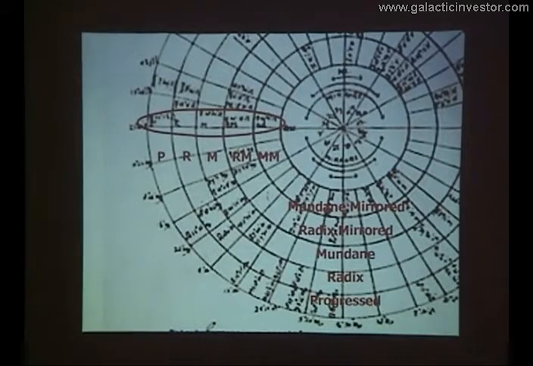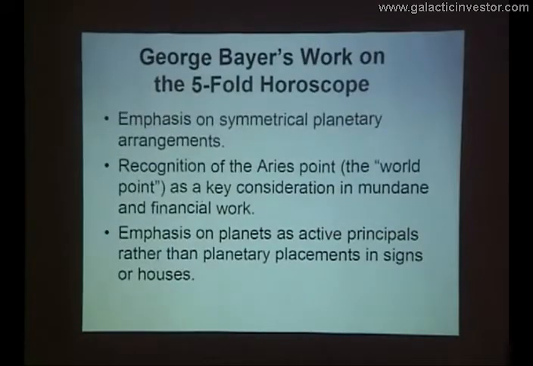Because as he did this, he put an emphasis on symmetrical planetary arrangements. Where are things falling between other planets? And we're getting symmetrical arrangements of planets, what we might call planetary pictures. There's also this recognition in his work of the Aries point, which in some astrological systems is known as the world point. If anything is going to happen in the external world in a significant way, then 0 degrees Aries needs to get involved in it. That's what some of the astrological knowledge says. And apparently Bayer was recognizing that as being especially applicable when we start working with stocks and commodities.